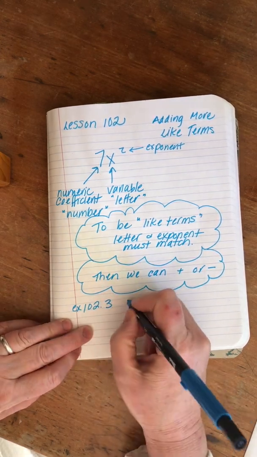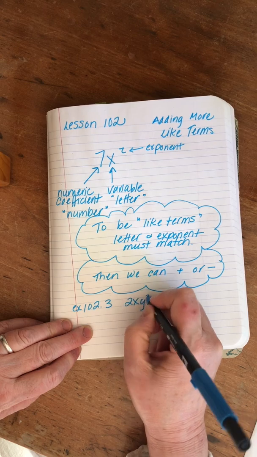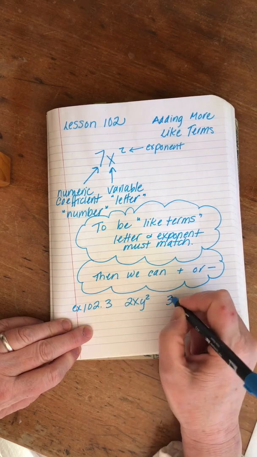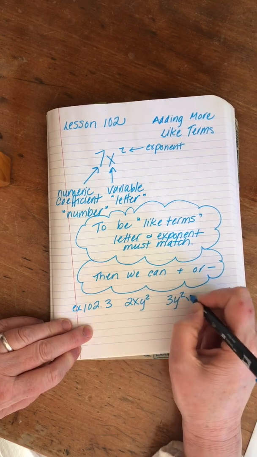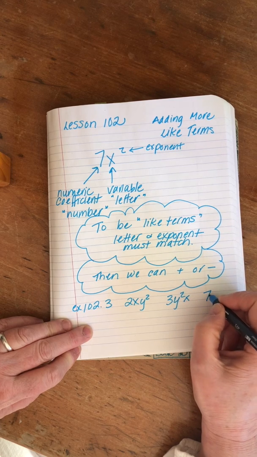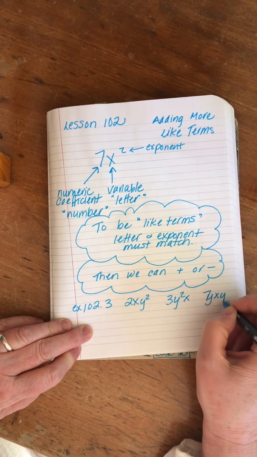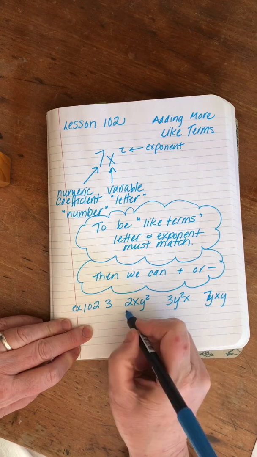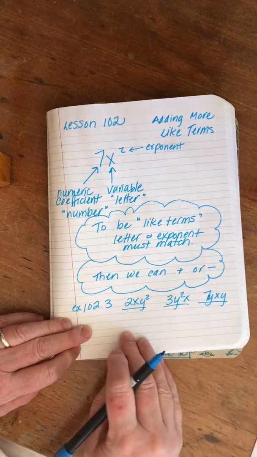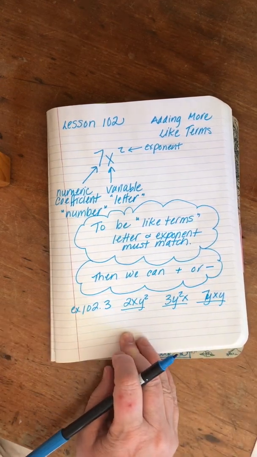Are 2xy squared and 3y squared x and 7, sorry, I shouldn't be talking. We've got three different terms here. We don't want to add them. John's just asking, are they like terms?